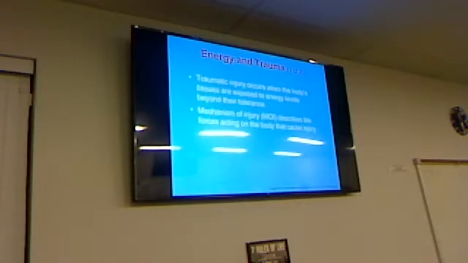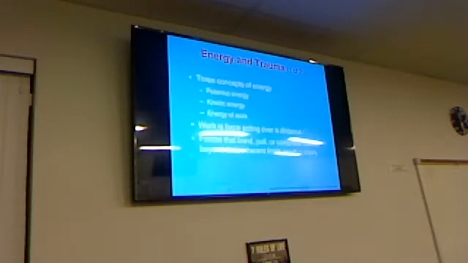All right, so we talk about energy and trauma. Traumatic injury occurs when the body's tissues are exposed to energy levels beyond their tolerance. Again, the human body can only withstand so much before things start to go awry. Your mechanism of injury describes the forces acting on the body that cause the injury. Again, is this a stabbing? Is this a shooting? Is it a motor vehicle accident? What kind of forces, what kind of energy have been inflicted on your patient?